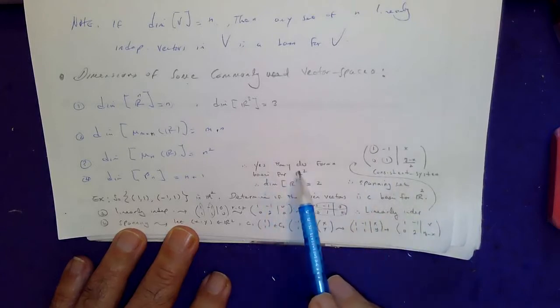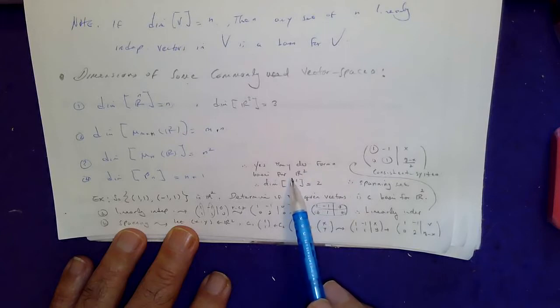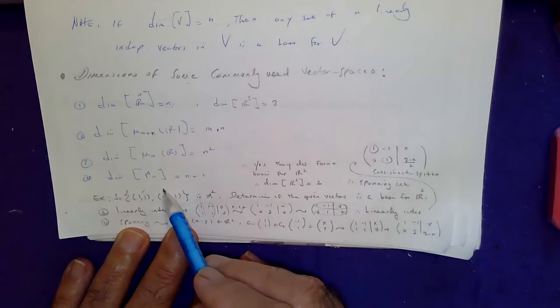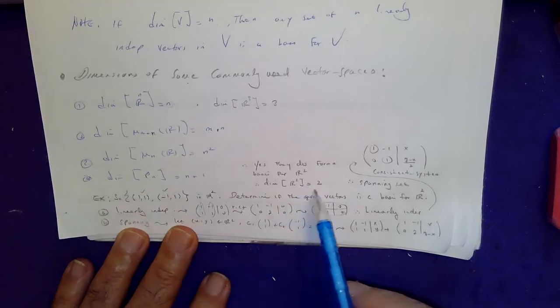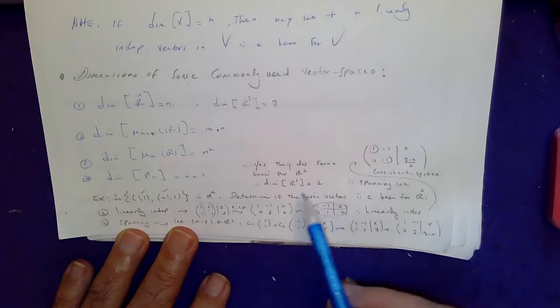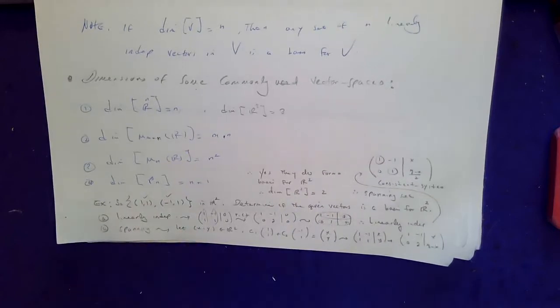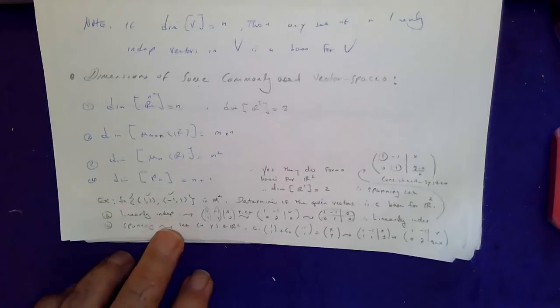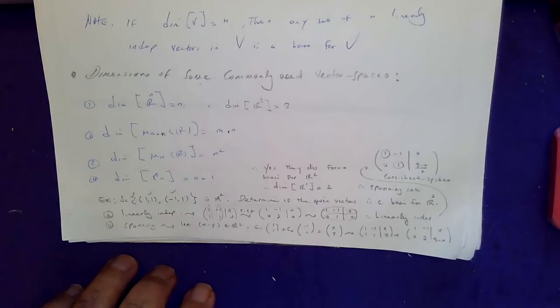So the conclusion is, yes, they do form a basis for R2. And because you had 2 vectors in the basis, the dimension of R2 is 2. And that makes sense. Yes, you are in 2 dimensions, so it takes a minimum of 2 vectors to form a basis, provided the vectors are linearly independent and they span.